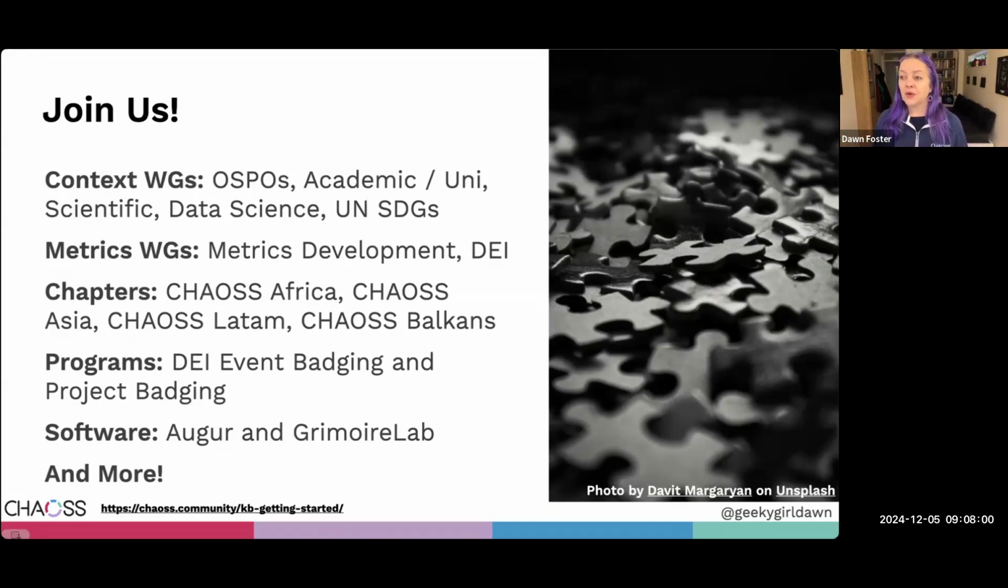And then we also have two different software projects, which I think is what a lot of people know CHAOSS for. So we have Augur, which is a project that's run mostly out of the University of Missouri with Sean Goggins as the primary maintainer. And we have Grimoire Lab, which is run mostly out of Madrid with the Bitergia team. And you can use either of those tools to gather and analyze your metrics.